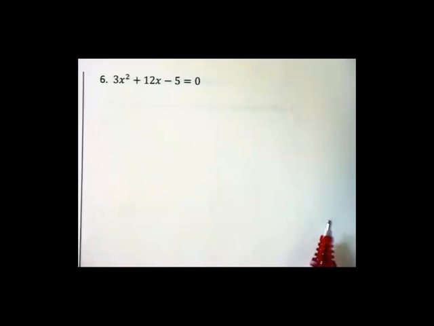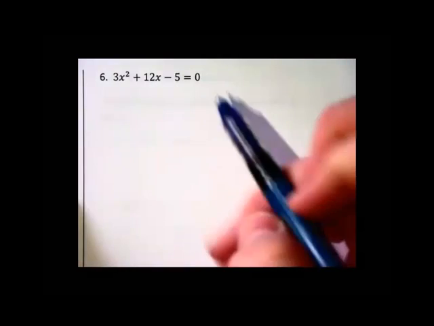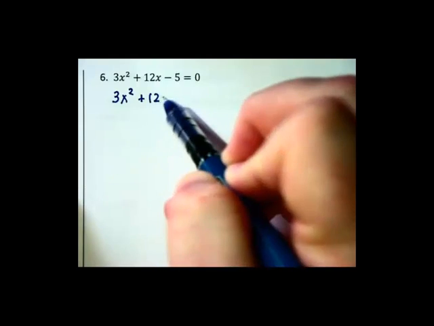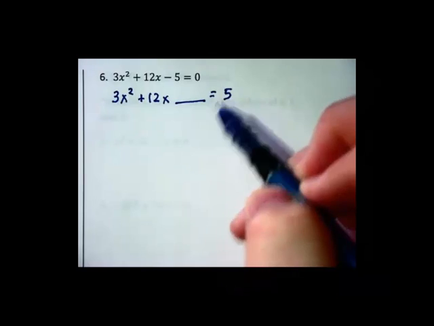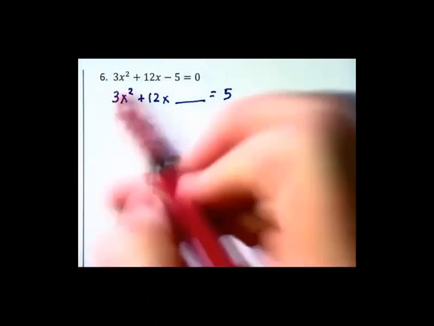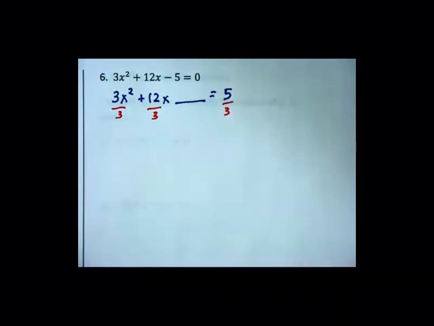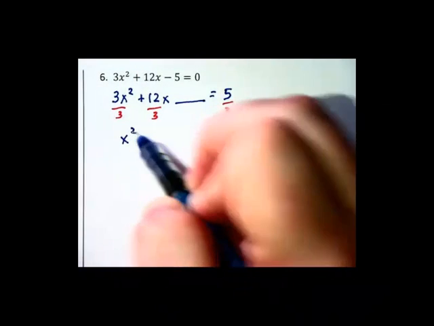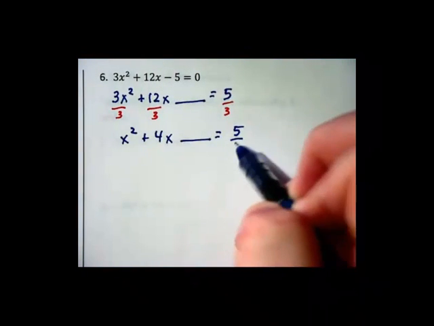Now we change gears a little bit because, as you can see in problem number 6, there is a leading coefficient. So we've got an extra step on this problem. We're going to have 3x squared plus 12x, leave a blank, equals 5. And now that leading coefficient 3 needs to be divided off of each side. So I'm going to distribute the division all the way through on each side of the equation, dividing each side by 3, and we're going to have x squared plus 4x, leave a blank, equals 5 thirds.